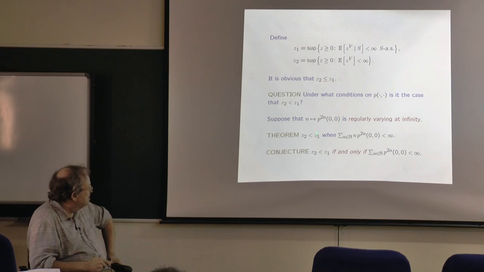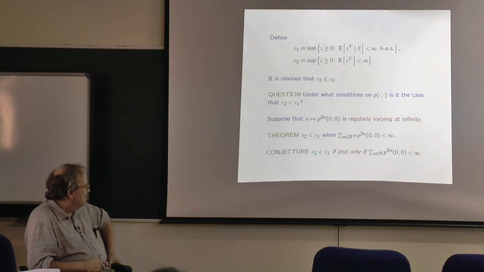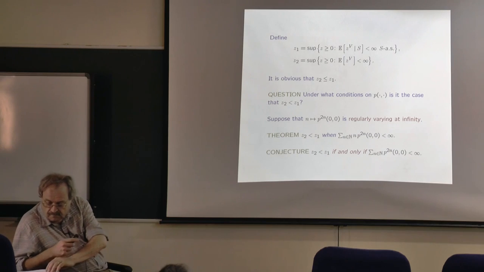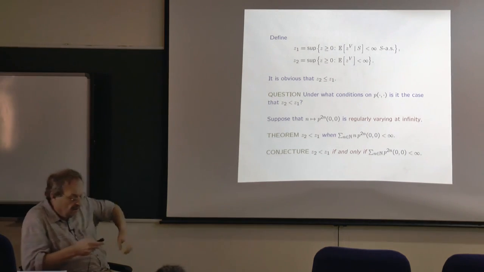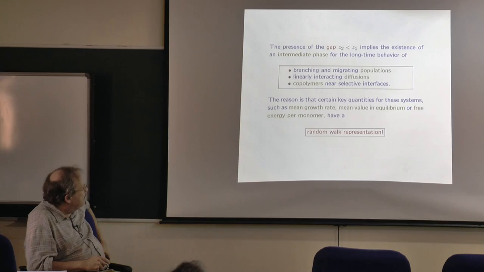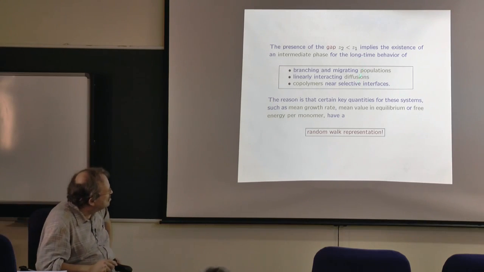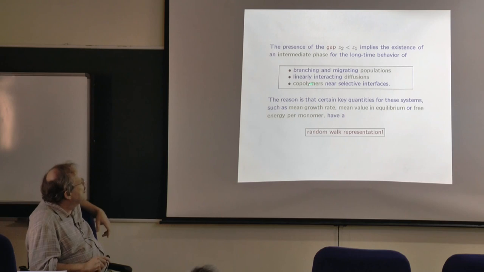Z1 is equal to Z2 is equal to 1, but we believe that for transient random walk there is a gap, but we can really only prove it under a stronger condition, which is called strong transience. Now, this is an interesting phenomenon, because the presence of this gap has an immediate implication for the occurrence of some interesting phase transition in 3 different models.